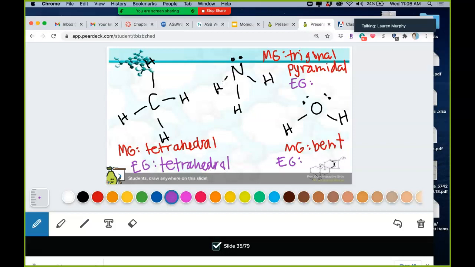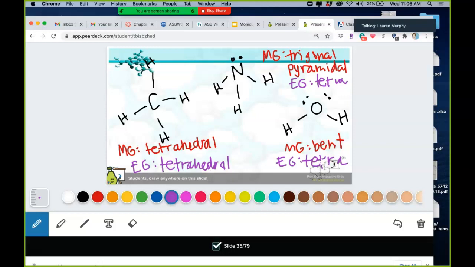Now here's the thing. Ammonia has 1, 2, 3, 4 groups of electrons around it. What does it look like? It looks like a pyramid, but its electron geometry is tetrahedral. Why? Because it has 4 groups of electrons around it, and 4 groups of electrons is tetrahedral electron geometry. So what does that mean for the electron geometry for water? Water has 1, 2, 3, 4 groups of electrons around it. Its electron geometry is also tetrahedral.